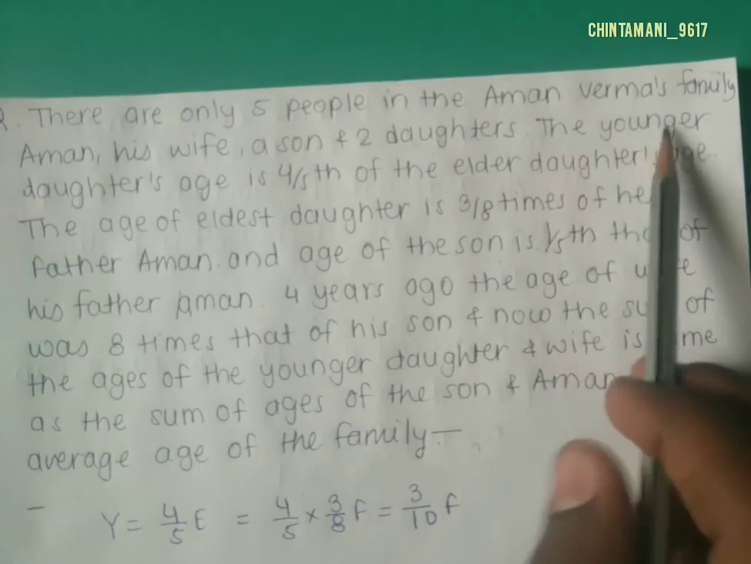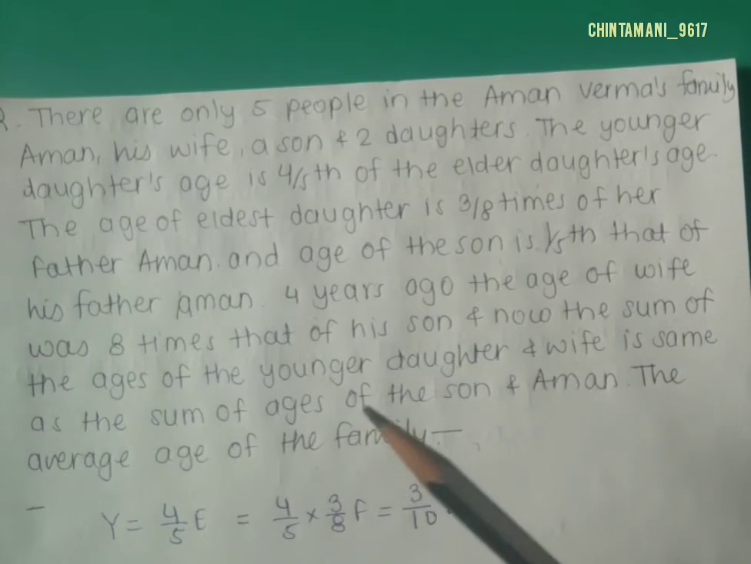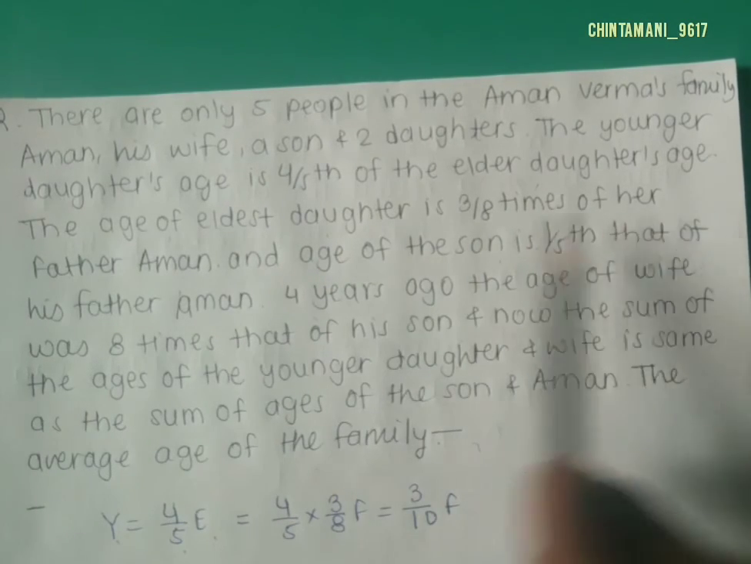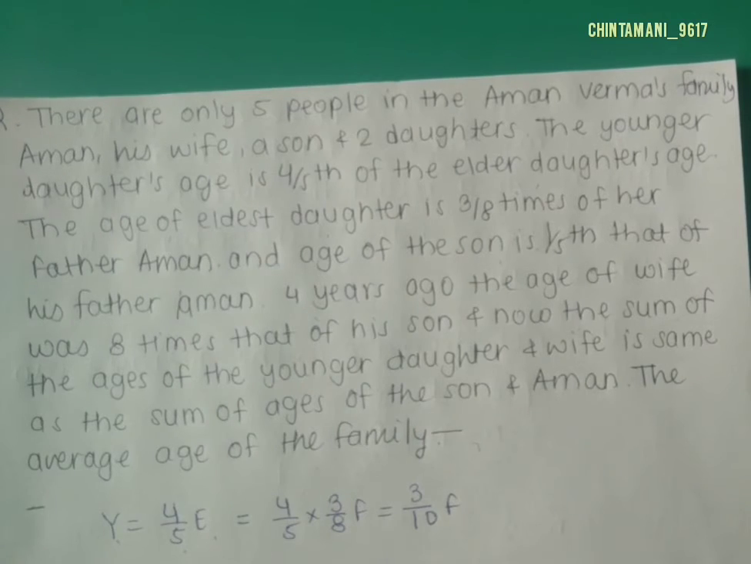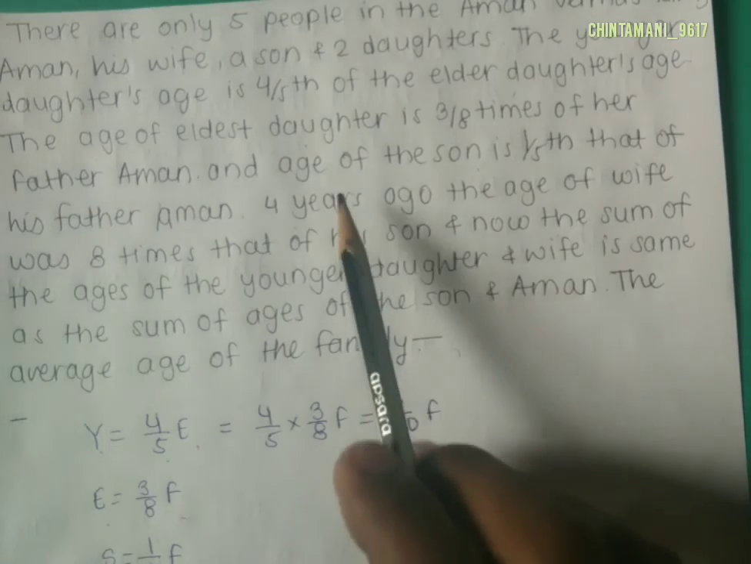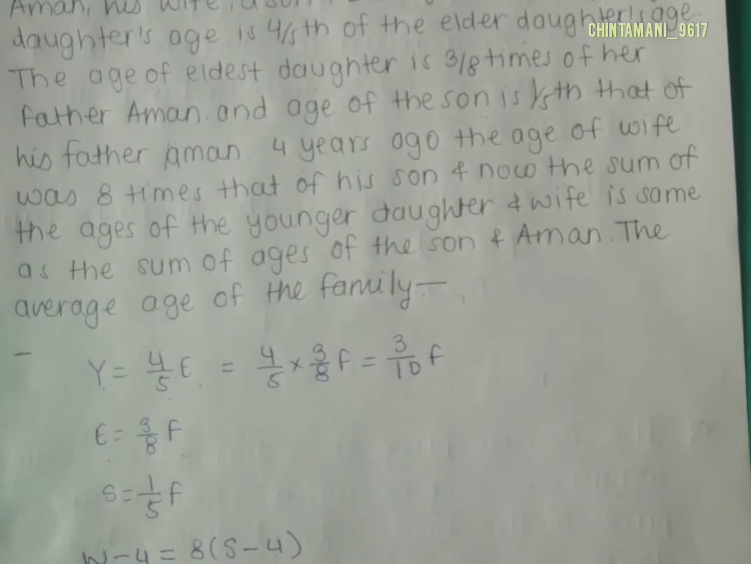What is it? The younger daughter is 4/5 of the elder daughter. Assume younger daughter as y and elder daughter as e. So we can derive it as y is 4/5 of e. What is the second equation? The age of the eldest daughter is 3/8 times that of her father Aman. So let's assume Aman as f, that is father. So what will be our equation? e is equal to 3/8 of f. The third equation: the age of the son is 1/5 that of his father Aman. So the third equation will be s is equal to 1/5 of f.